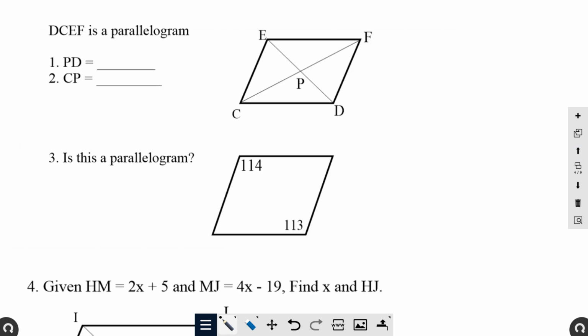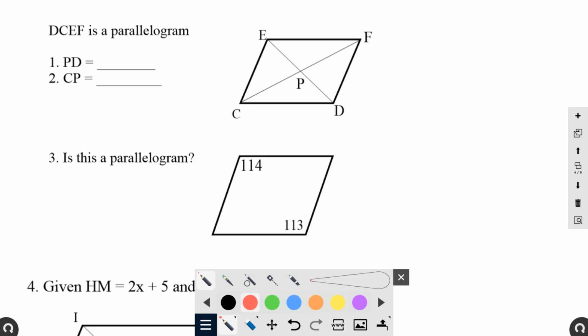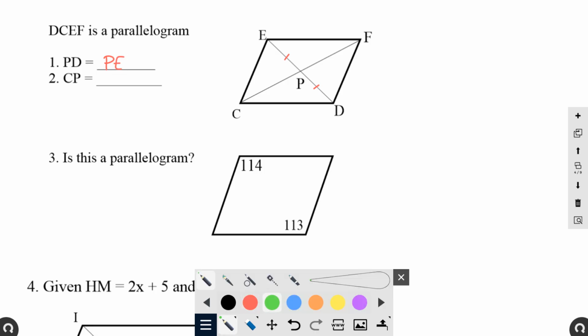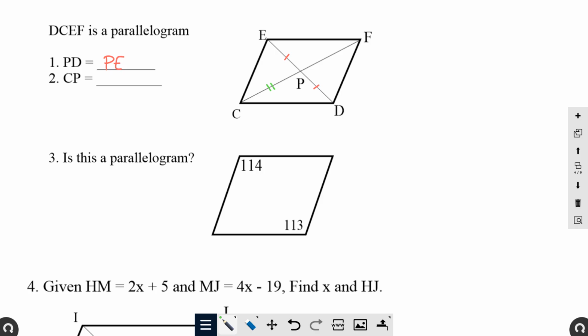So let's look at our first example. We have PD. What is PD equal to? PE. And then the next one says CP is equal to... good. And it doesn't matter which way you write them. Does that mean that all four of those are equal to each other, though? No. Just diagonals bisect each other, so the parts of each diagonal are equal.